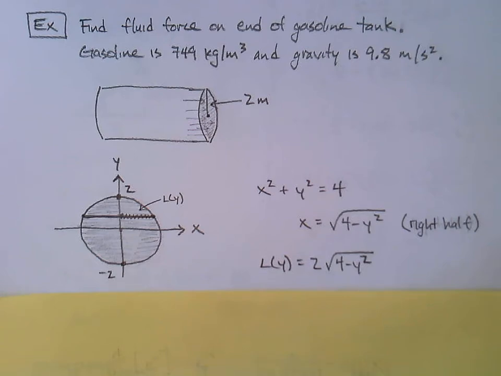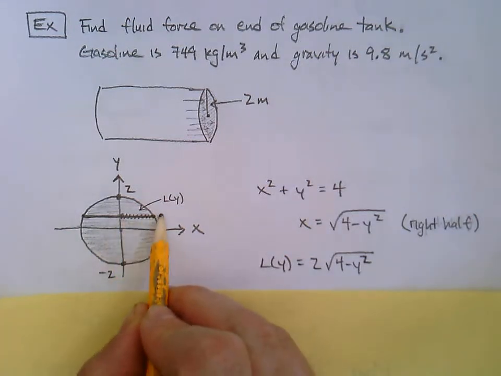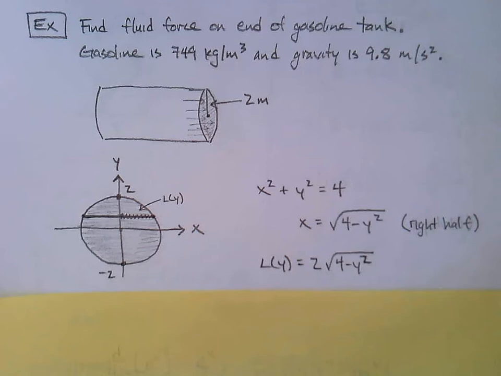Okay, it's kind of like a symmetry thing happening, right? So we just do half of it and then double. All right. We also want to know d of y.